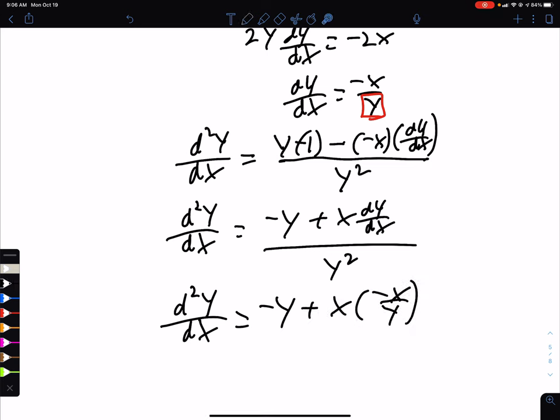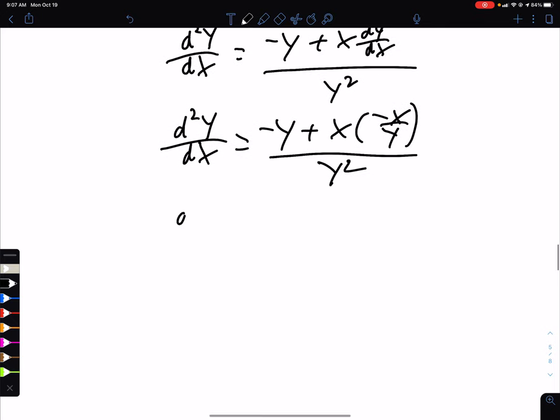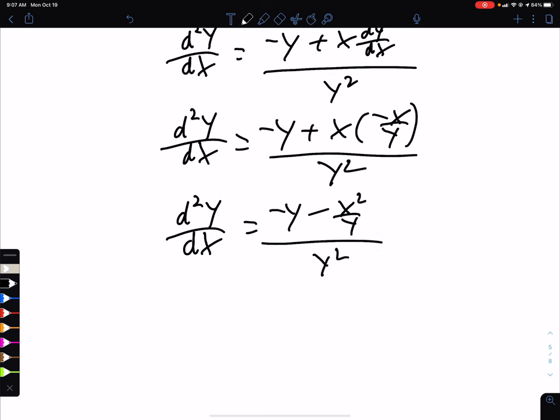Okay, again, what did we do? What's dy/dx? We found that earlier. It is minus x over y. So I just replace it with the equation, and I put that there. And this is all over y squared. And let's just keep going. So it's going to be minus x squared over y squared.